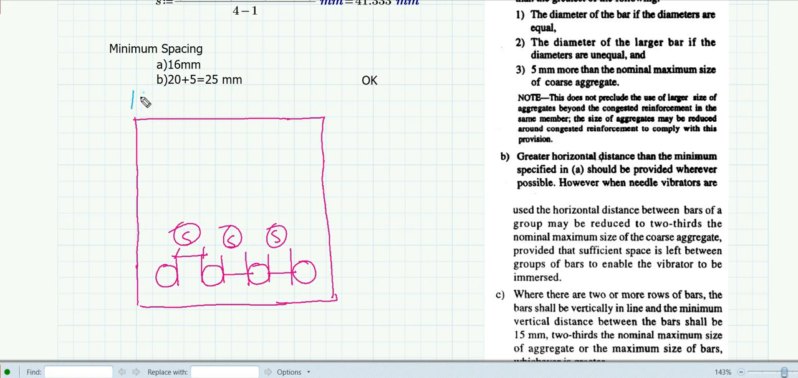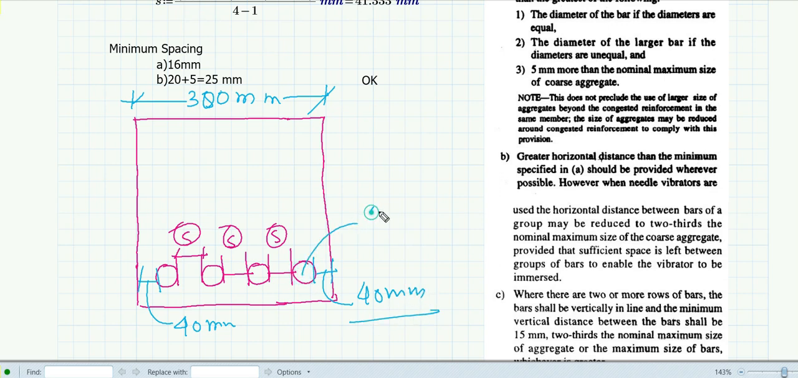The overall distance is 300 mm, right? Then what is this clear cover? This is 40 mm from both the side. And what is the diameter of the bar? This is 20 mm.